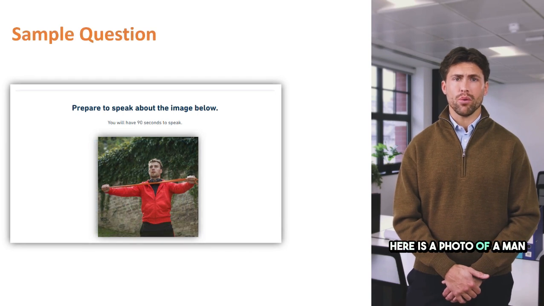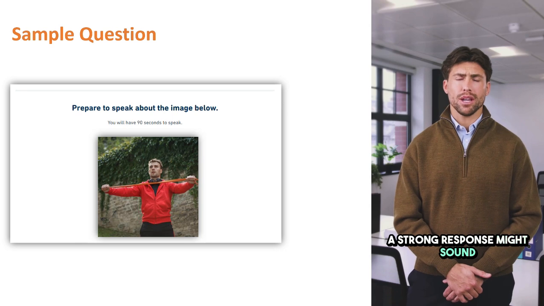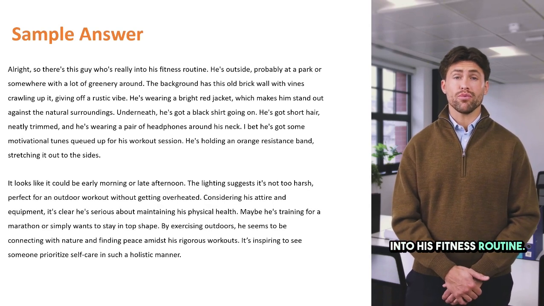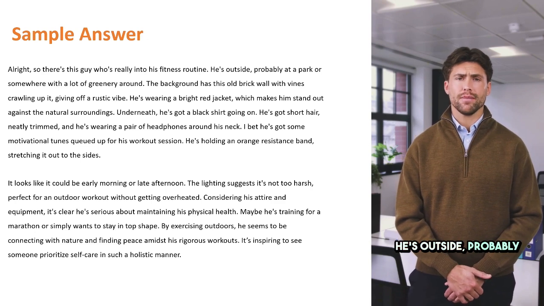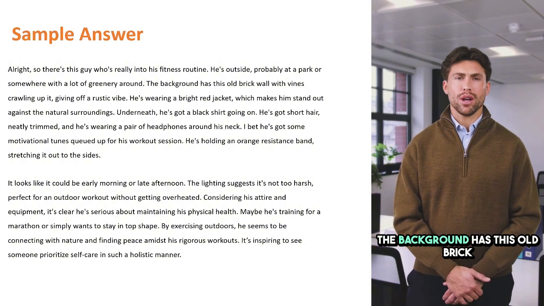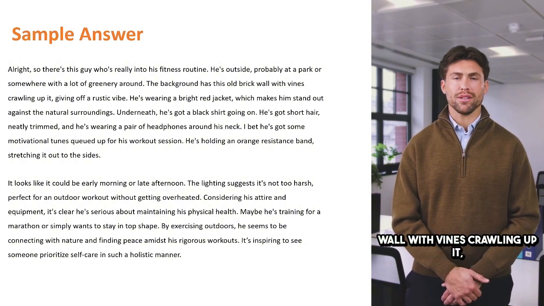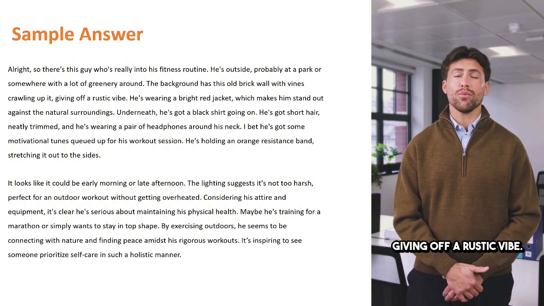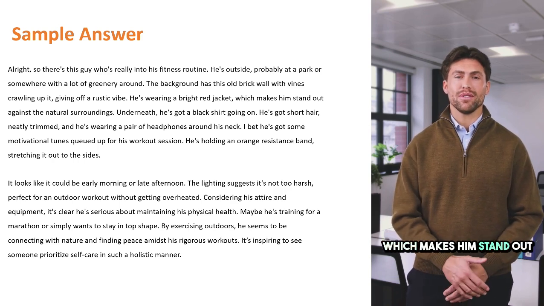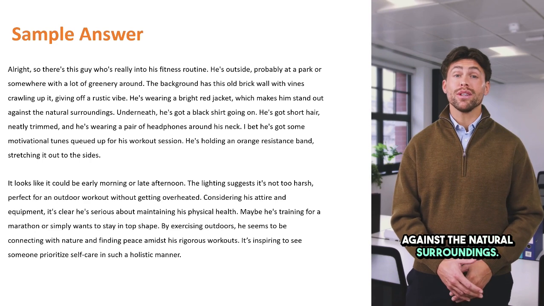Here is a photo of a man exercising outdoors. A strong response might sound like this. Alright, so there's this guy who's really into his fitness routine. He's outside, probably at a park or somewhere with a lot of greenery around. The background has this old brick wall with vines crawling up it, giving off a rustic vibe. He's wearing a bright red jacket, which makes him stand out against the natural surroundings.